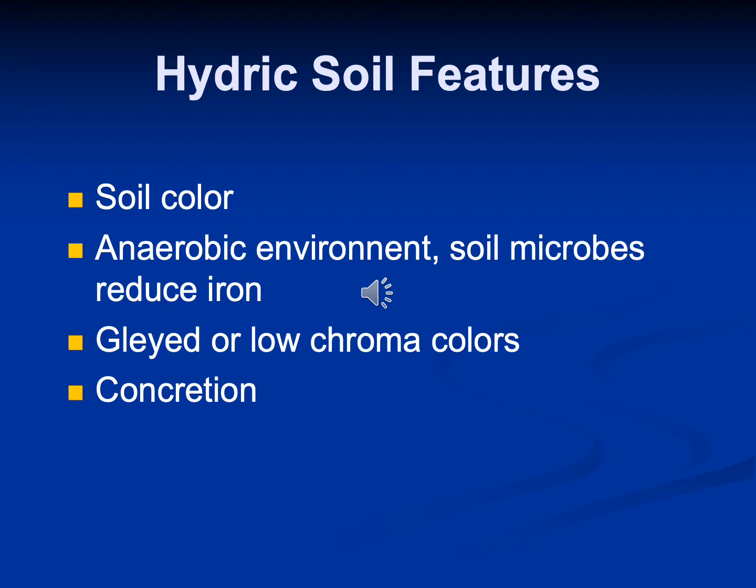Bacteria must utilize other compounds as electron acceptors to maintain their metabolism. Most iron-reducing bacteria are capable of using several terminal acceptors, such as iron and manganese, which are by far more abundant in soil. Number three, gleyed or low chroma colors. These are basically different shades of gray, and these soils are saturated.